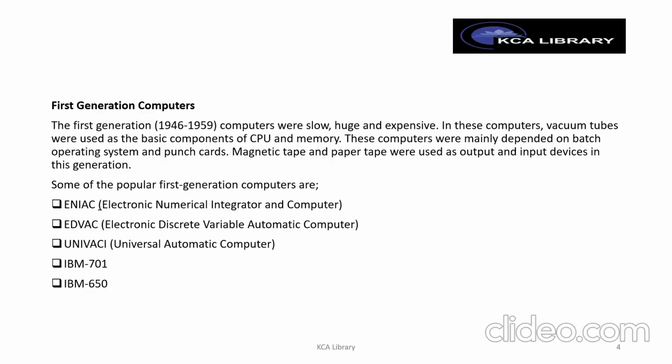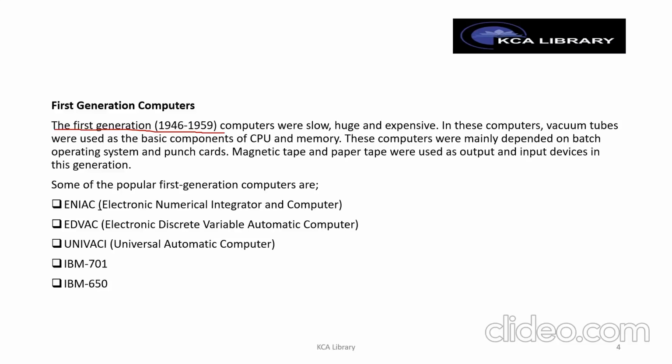The first generation started in 1946 to 1959. In this generation, computers were characterized by being slow. They were very huge and expensive. You could find one computer as big as a whole room, with very little memory, only 16 GB. So computers were very huge and expensive.